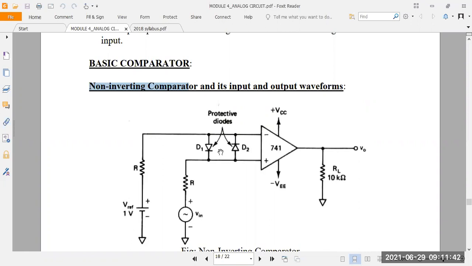Double-ended means we are going to sense the two peak voltages. One is negative voltage and one is positive voltage. We can sense the peak-to-peak voltage, one positive, one more negative. That's why they have taken D1 and D2.